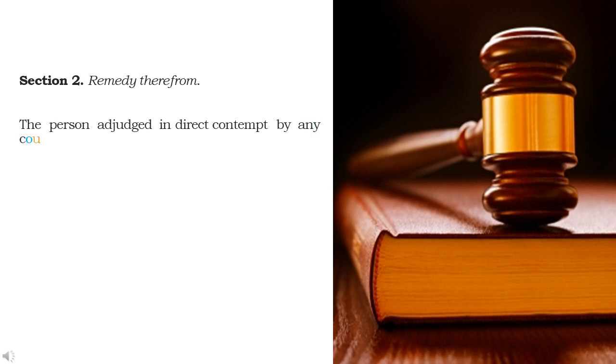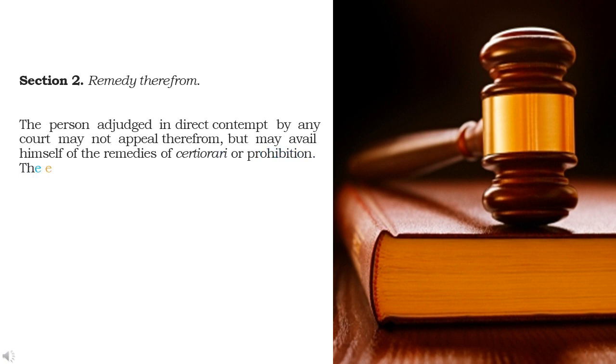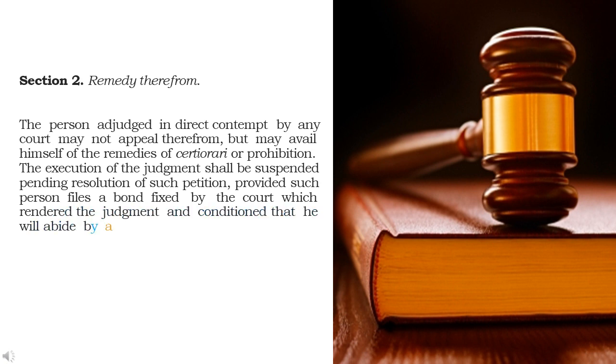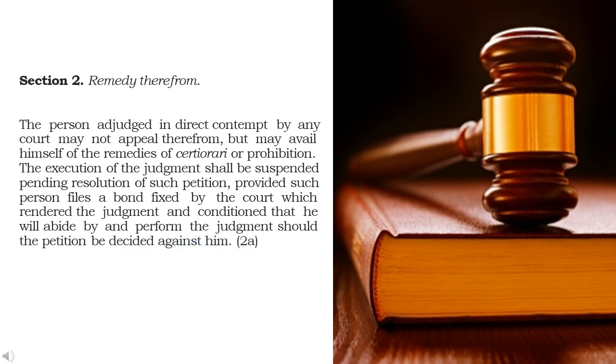The person adjudged in direct contempt by any court may not appeal therefrom, but may avail himself of the remedies of certiorari or prohibition. The execution of the judgment shall be suspended pending resolution of such petition, provided such person files a bond fixed by the court which rendered the judgment, on condition that he will abide by and perform the judgment should the petition be decided against him.